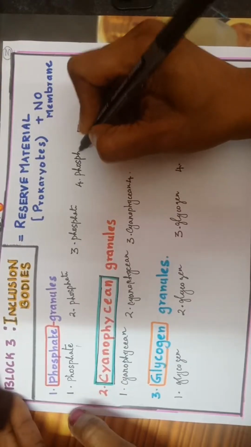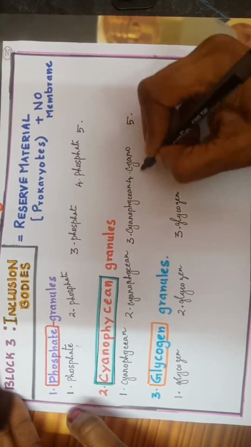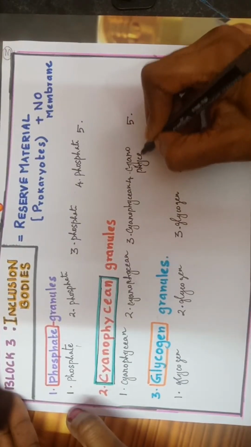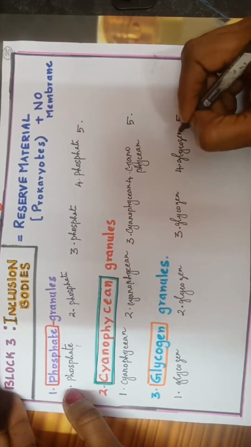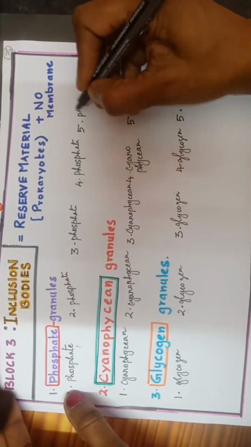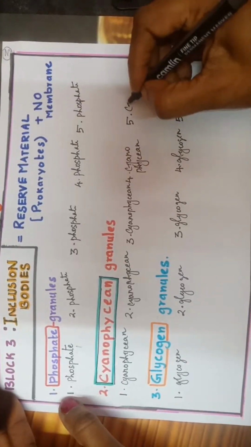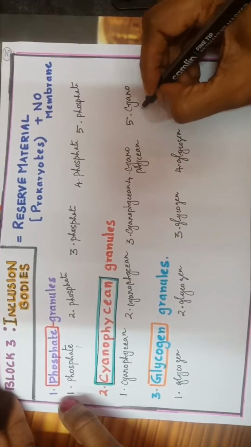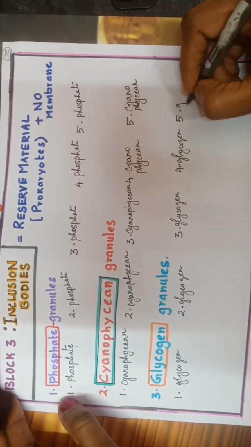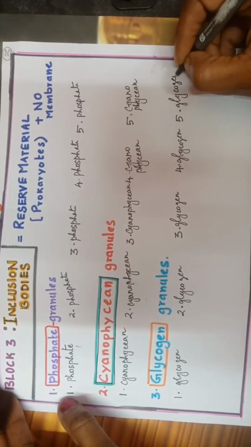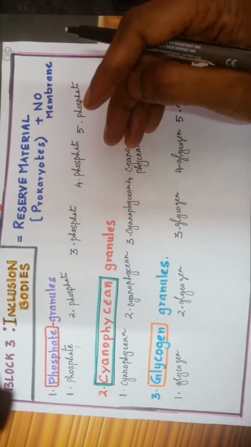Phosphate granules, cyanophycean granules, glycogen granules. Fifth time we are going to finish: phosphate granules, cyanophycean granules, and glycogen granules. So shall we revise again once from the beginning?